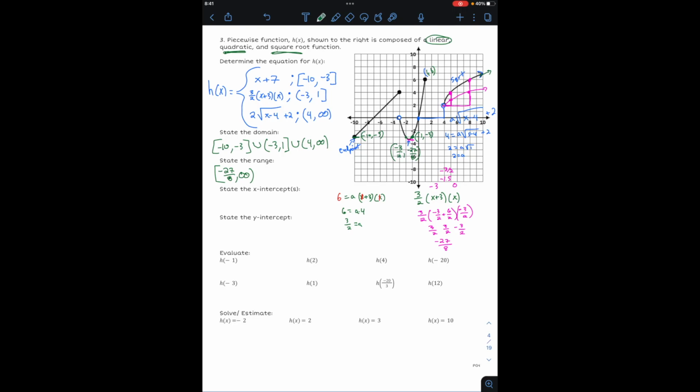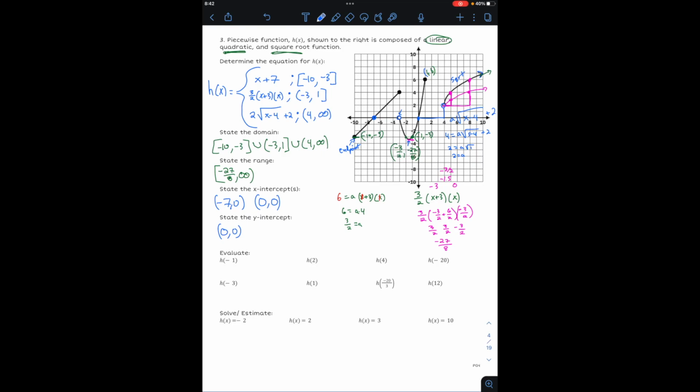Beautiful. X-intercepts. Okay. So we can see that we have an x-intercept here, -7, 0. We do not have one right here because that's an open circle, not included. But we also do have one at 0, 0. That 0, 0 point also happens to be our y-intercept. Great. Cool. All right, h of -1.